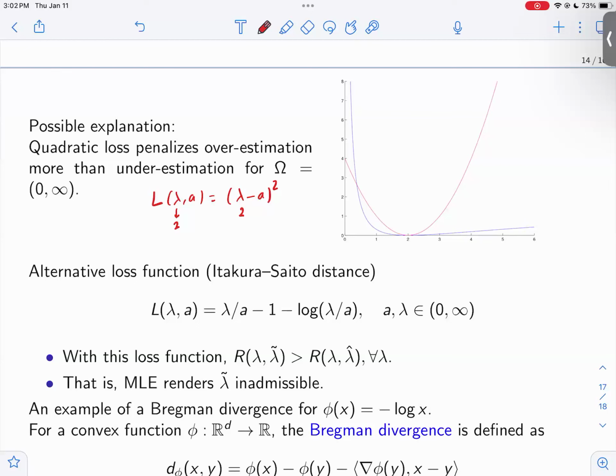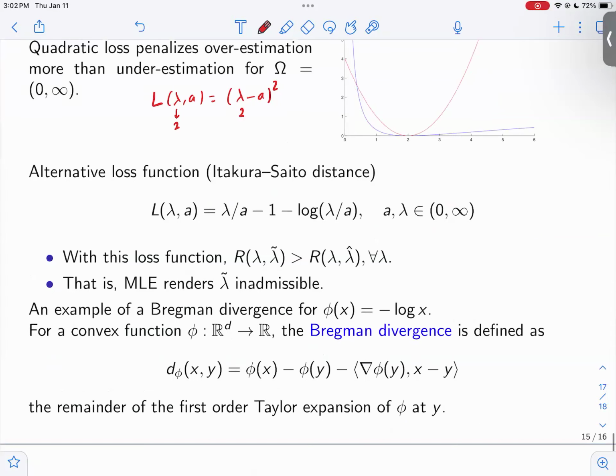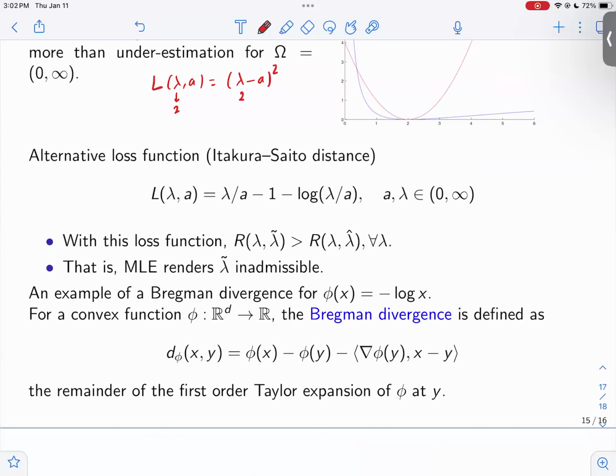Then it turns out that you can show the relation changes. So under this loss, now the tilde is strictly dominated by the MLE. But then the MLE makes the other one inadmissible. It's just something to keep in mind. It's very sensitive to the loss. And that's the point of this example.